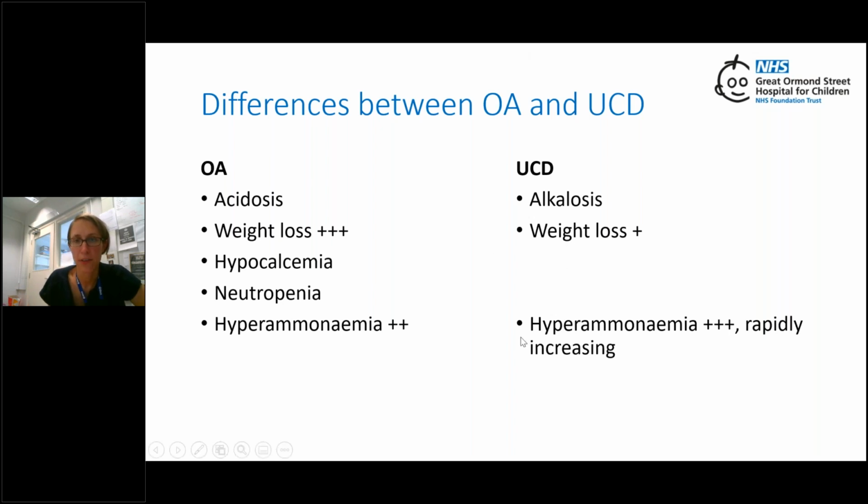But what's important about the urea cycle defect is that the hyperammonaemia is very significant and the ammonia is very high and usually is rapidly increasing. So hence we ask you to recheck the ammonia after a couple of hours or 4 hours after you've done the first ammonia level.